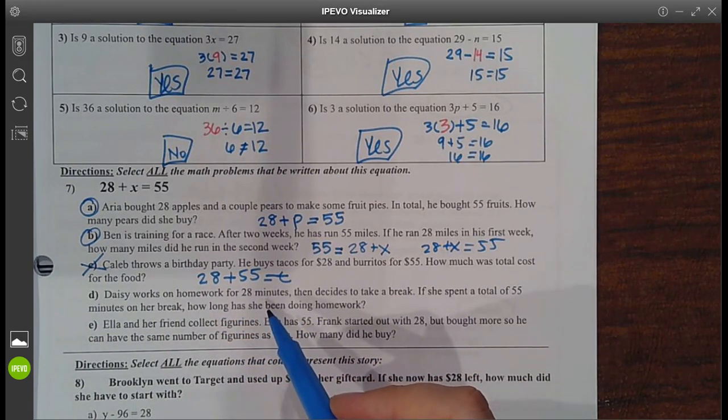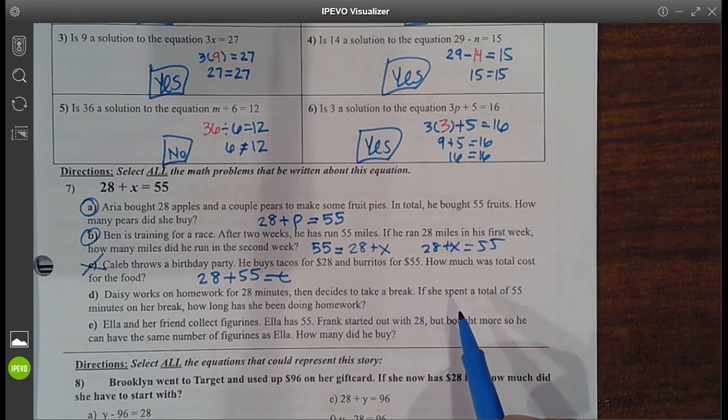Okay, Daisy works on homework for 28 minutes, then decides to take a break. If she spent a total of 55 minutes on her break, how long has she been doing homework?